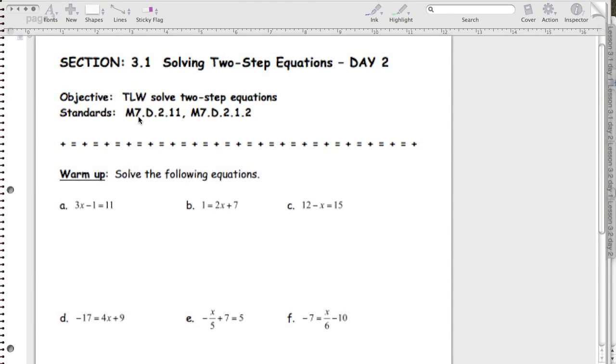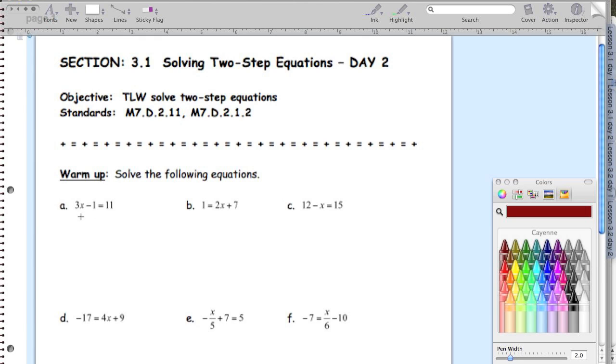Solving two-step equations, day 2. So let's start off with some warm-ups. Letter A, 3x plus 1 is equal to 11. Or 3x minus 1 is equal to 11.